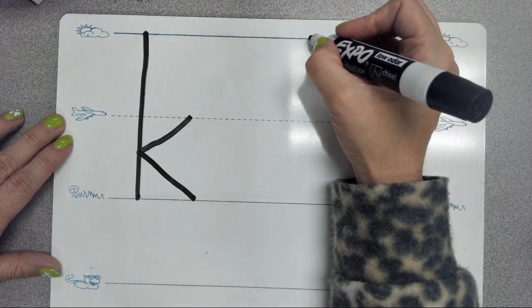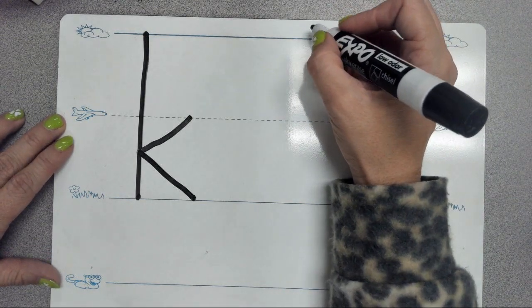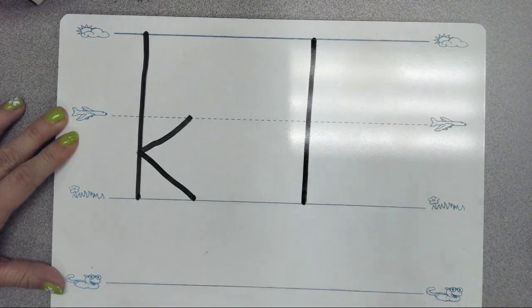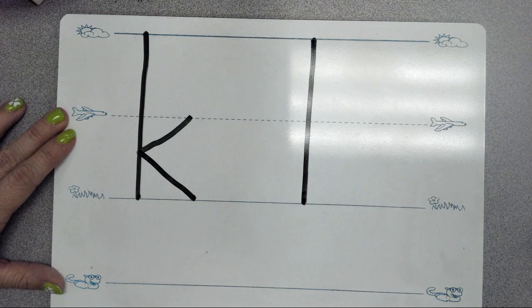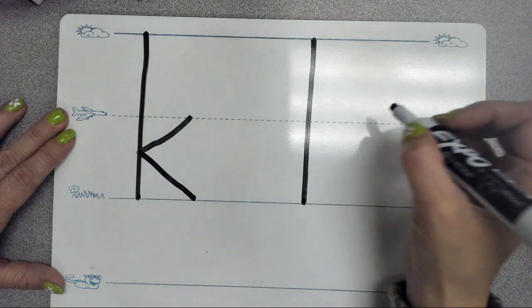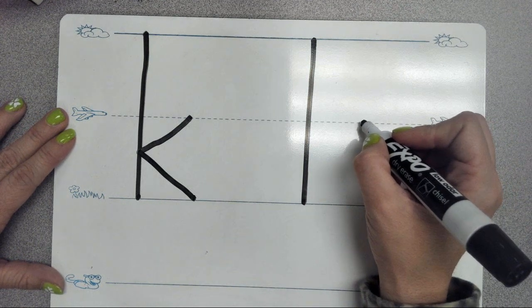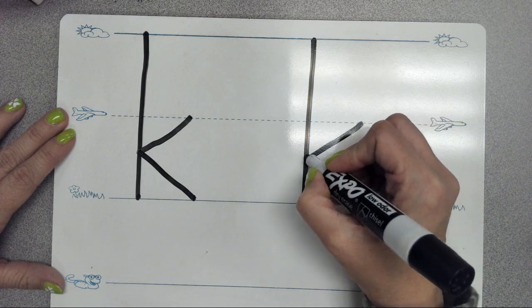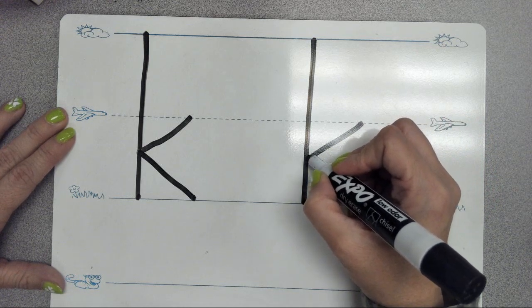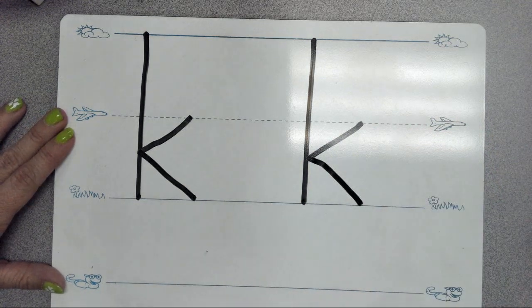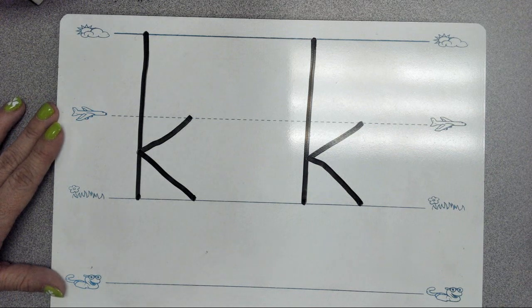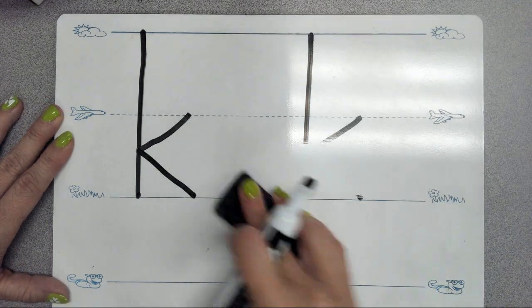Second one, point to the skyline. Go all the way down to the grass line. Now this time we're going to point to the plain line but leave a little space. We're going to slide into our tall line and slide back down to the grass line. K, kite. Killer kids. You may erase.